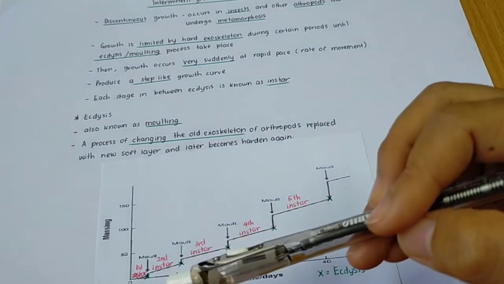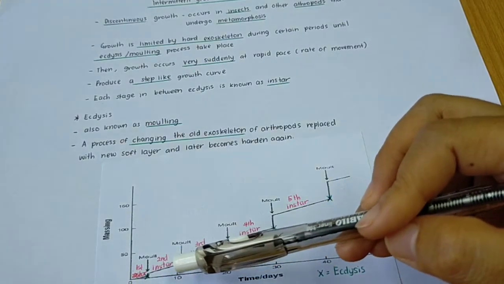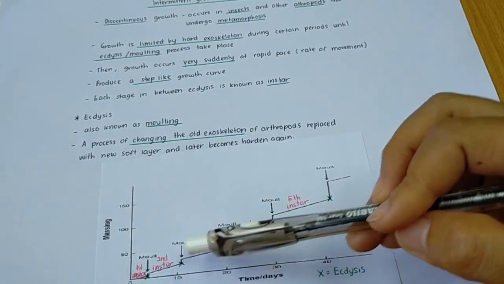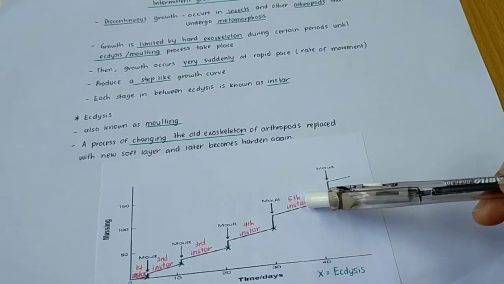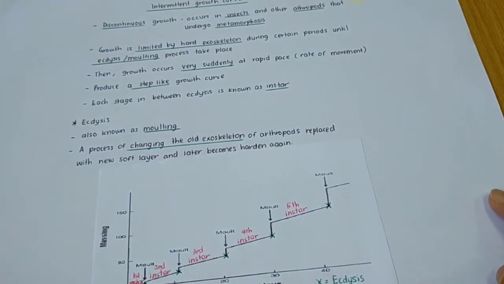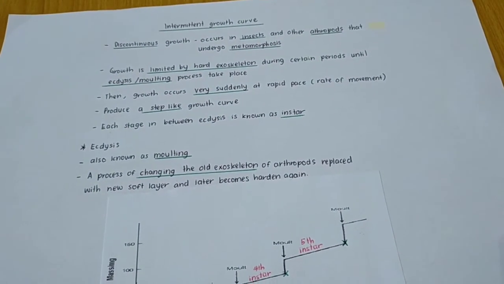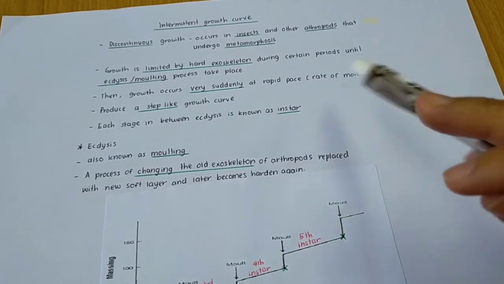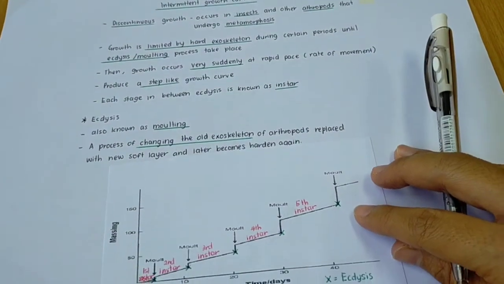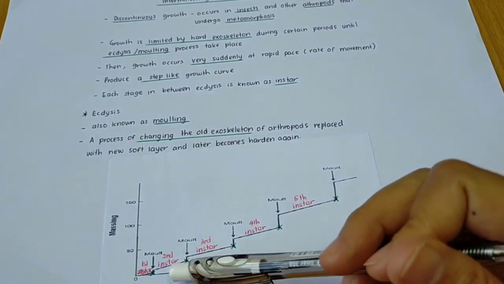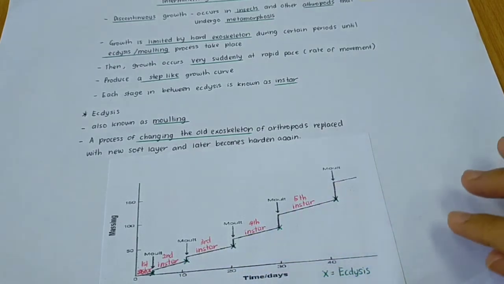So kalau kita tengok based on this graph here, so dia ada first, second, this is first instar, second instar, third instar, fourth instar and fifth instar. Okay, so remember for intermittent growth curve, since the growth is limited by hard exoskeleton, okay, so it will show a step-like growth curve like this. Okay.